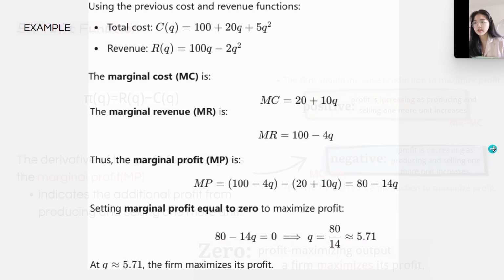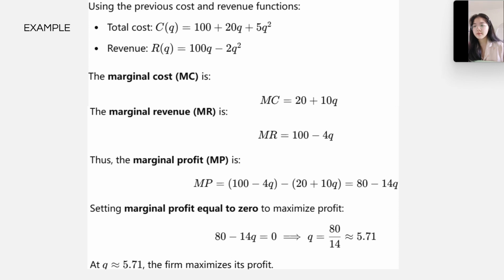Let's see an example. Just using the previous cost and revenue functions, we can get the marginal profit MP is 80 minus 14Q. Then setting marginal profit equal to 0 to maximize profit. So at Q approximately equal to 5.71, the firm maximizes its profit.